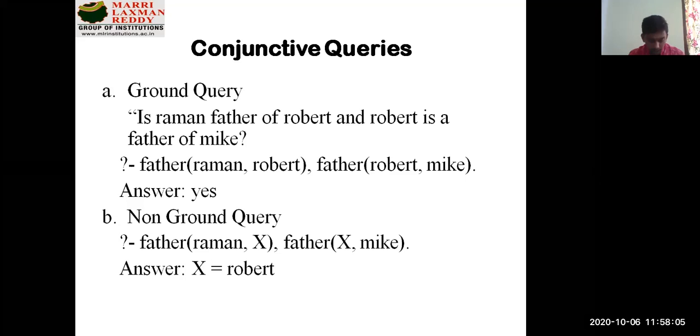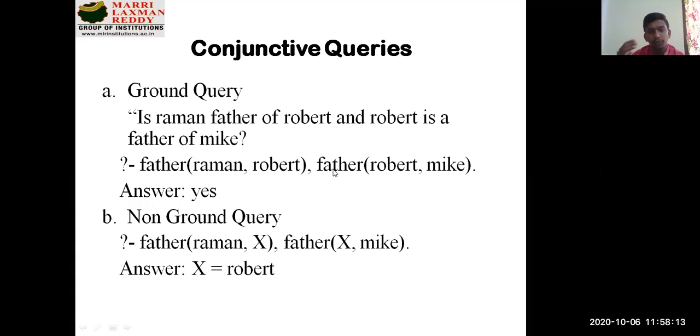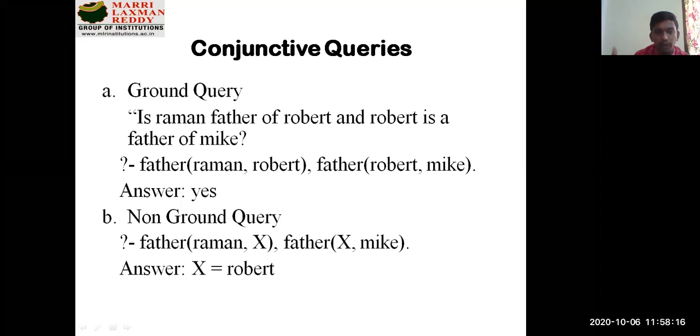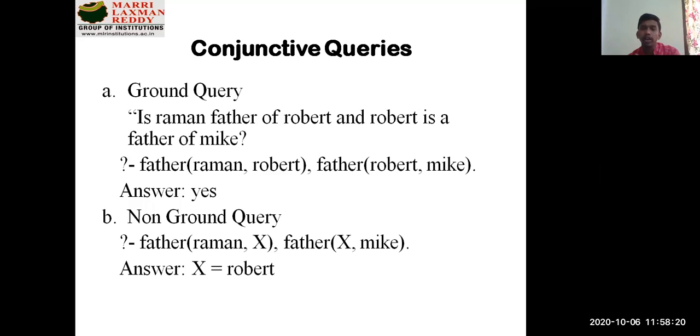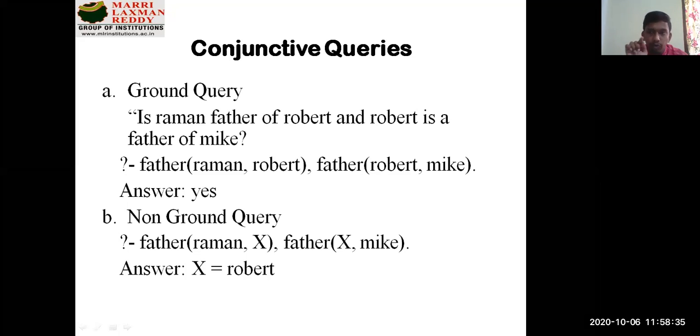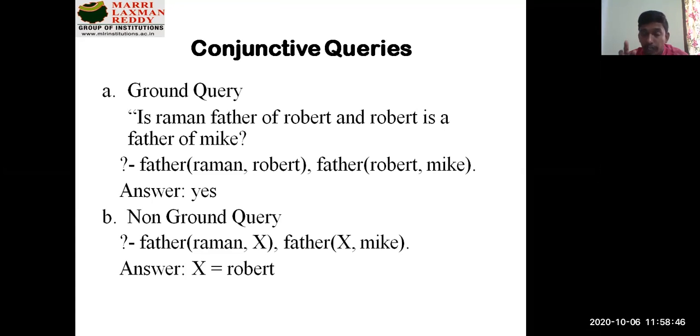Coming to the last part of the Prolog language, what are conjunctive queries? Basically, you'll have an answer like yes or no for your given question, and sometimes in non-ground queries the answer needs to specify what the variable is. Here I am asking a query like, is Raman the father of Robert and Robert the father of Mike? That query can be framed as question mark hyphen father(Raman, Robert), father(Robert, Mike), because there are different arguments here, different persons. The relationship father is not changing, but the people are. So the answer is yes: Raman is the father of Robert and Robert is the father of Mike.